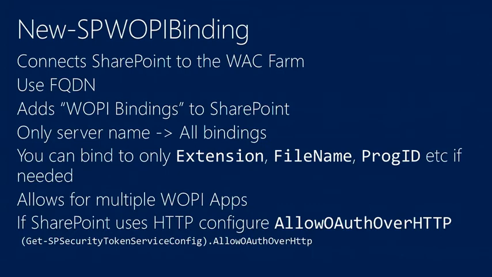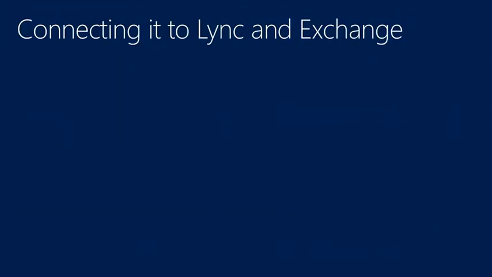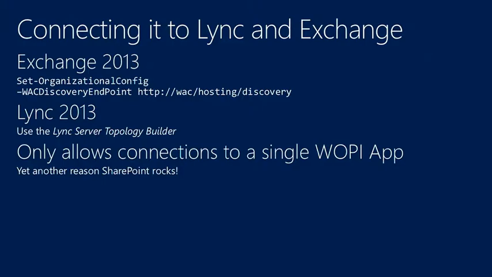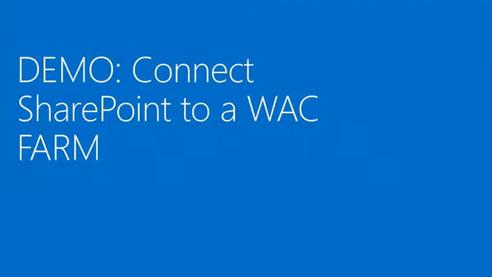So when connecting to Lync and Exchange, in Exchange, the PowerShell command that you use is basically the same as New-SPWOPIBinding. In Lync, you use the topology builder and specify the discovery endpoint. And they only allow you to connect to a single WOPI app. So let's connect SharePoint to our Office Web Apps Server.